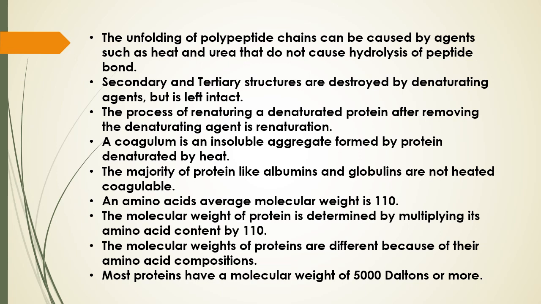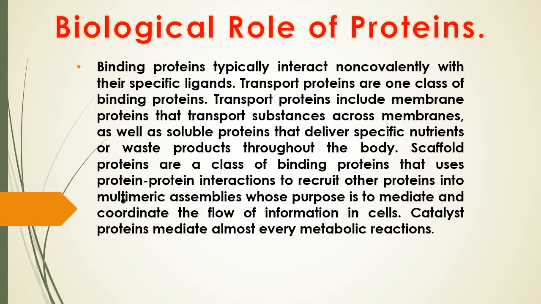An amino acid's average molecular weight is 110. The molecular weight of a protein is determined by multiplying its amino acid content by 110, and the molecular weights of proteins are different because of their amino acid compositions. Most proteins have a molecular weight of 5000 Daltons or more. Now we will see the biological role of proteins.